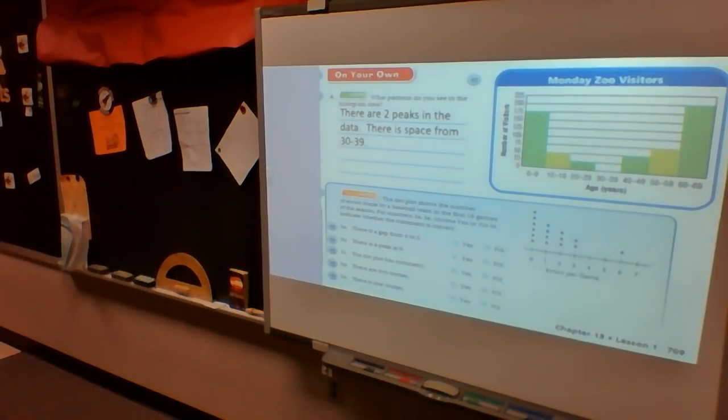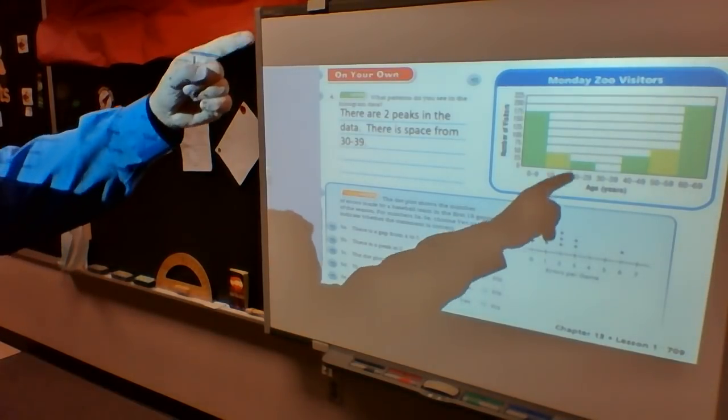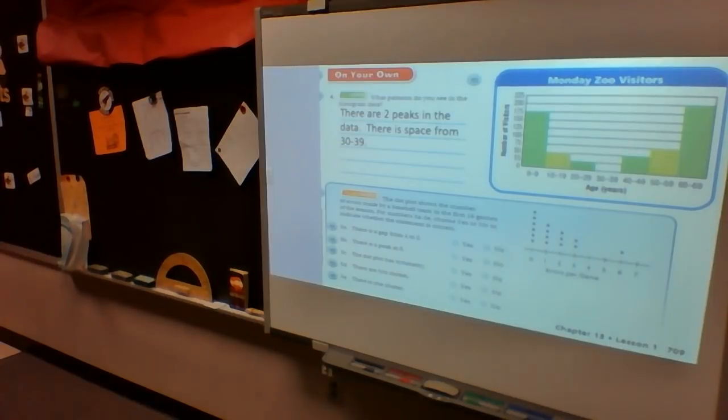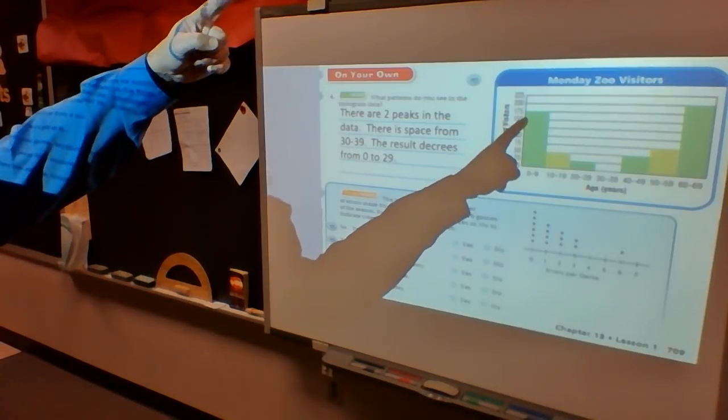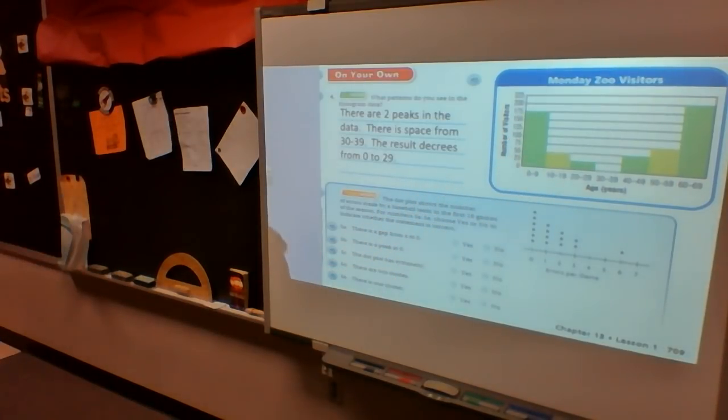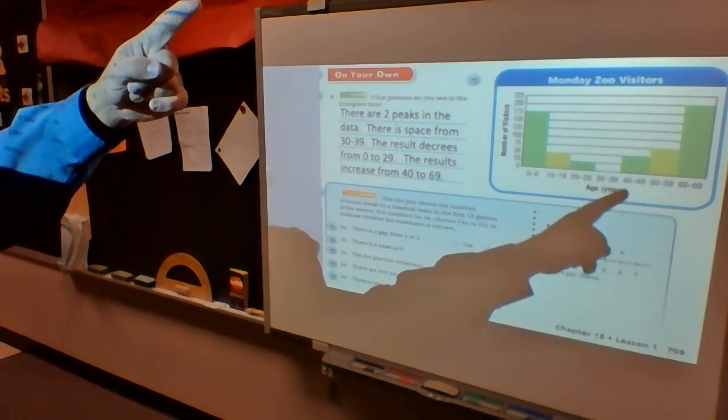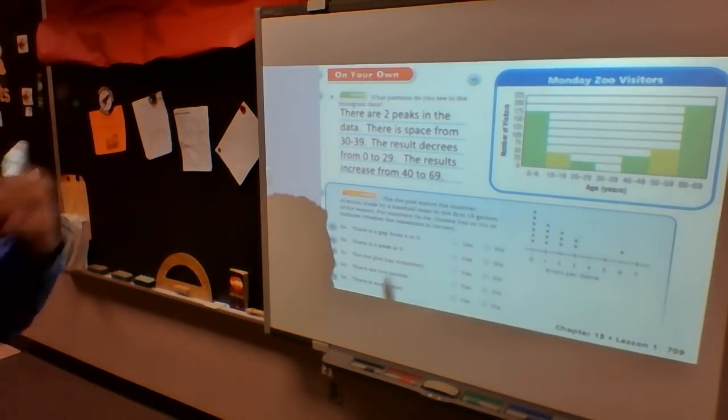I could say there is a gap between 30 and 39. No information or no data was collected. I could say the result decreases, my apologies, from 0 to 29. So when I go from here, going down, I have a decrease in value. I could also say the opposite of that, that the results from 40 to 69 increase.